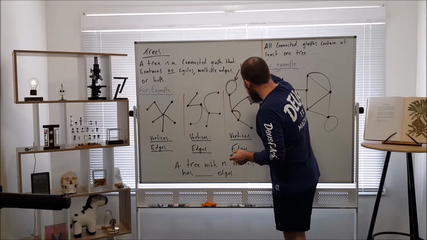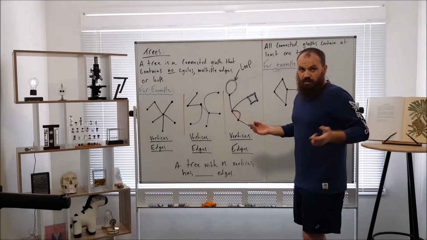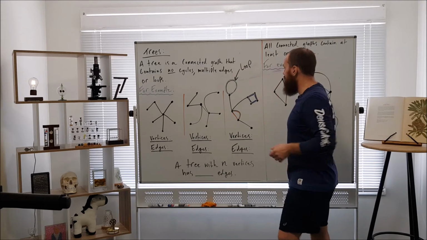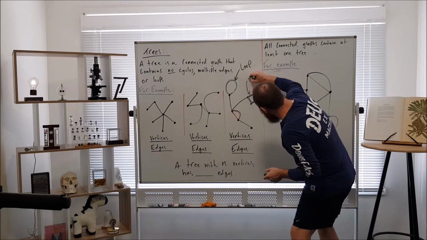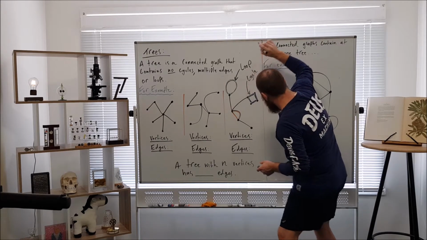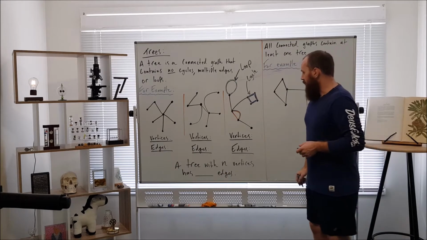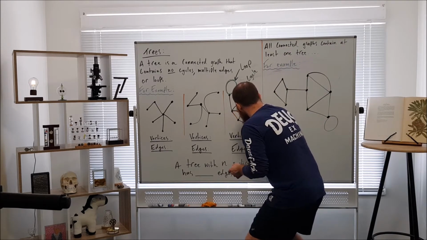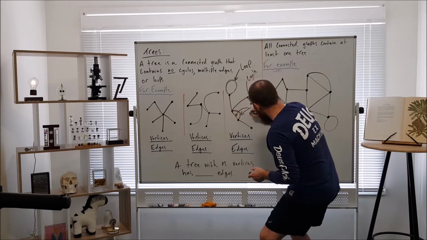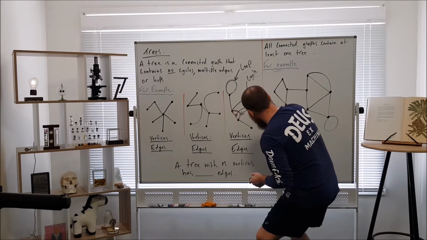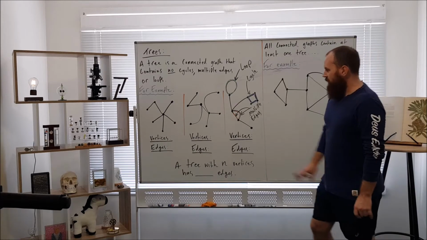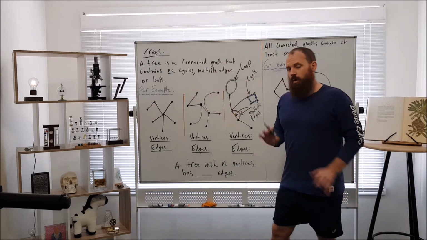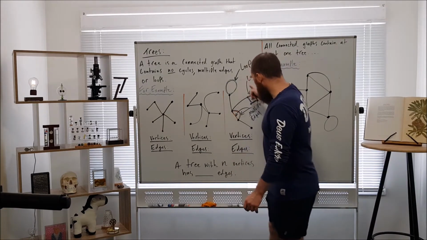It contains a loop, which on its own would rule it out as being a tree. It contains a cycle, okay, and it contains an instance where we have multiple edges, okay? Now, all of those things are not allowed. These two examples are trees. Why are they trees? Because they don't contain any of these three things.